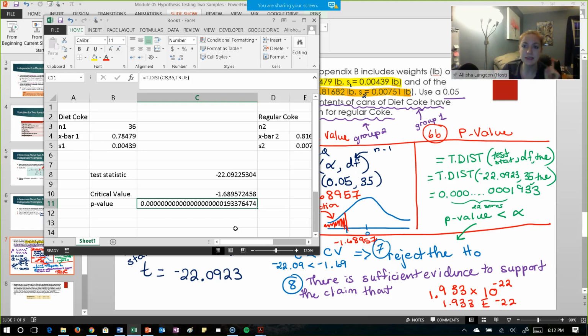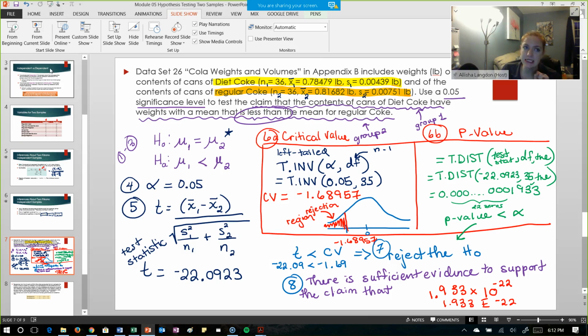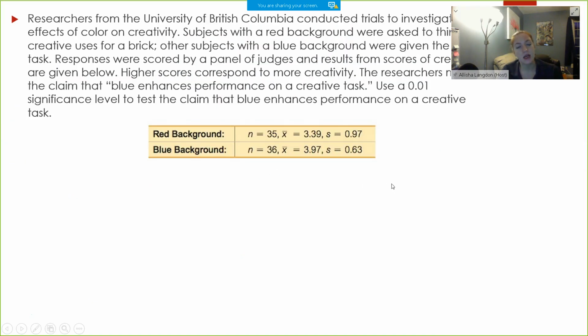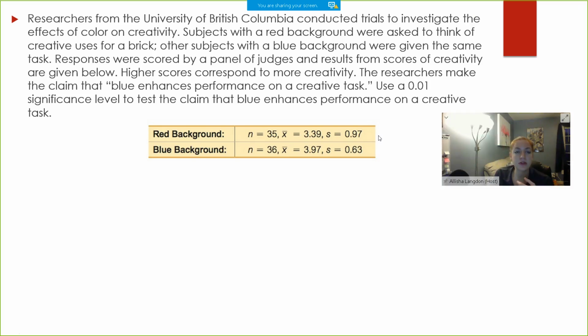Okay, great questions. Love that you guys are feeling this. Feels like last week. Not too bad. So let's do one more example because I think that's all we really need to do. Researchers from the University of British Columbia conducted trials to investigate the effect of color on creativity. Subjects with a red background were asked to think of creative uses for a brick. Other subjects with a blue background were given the same task.